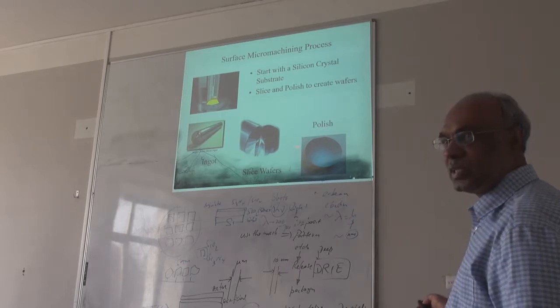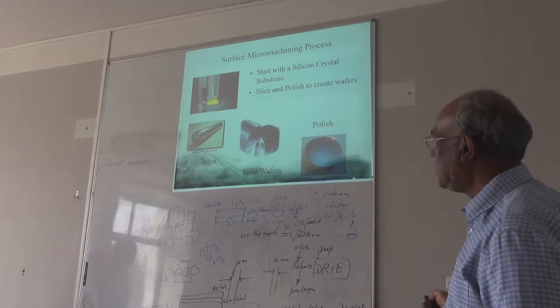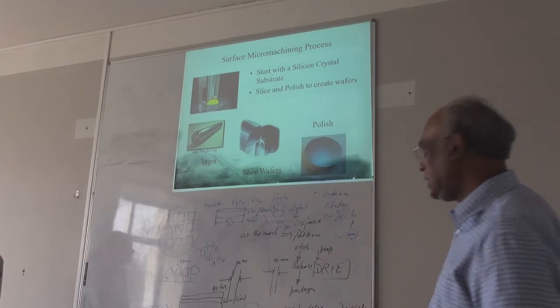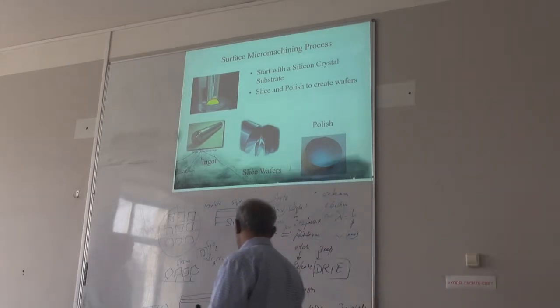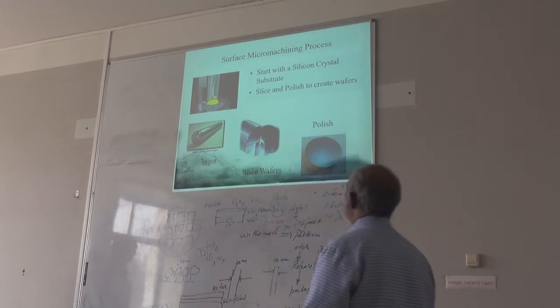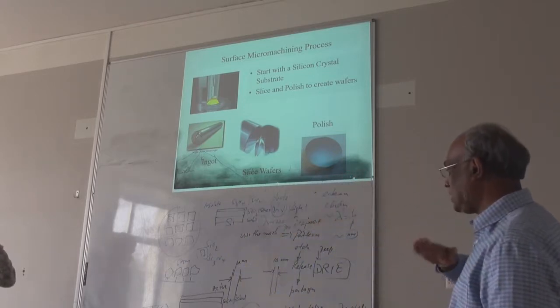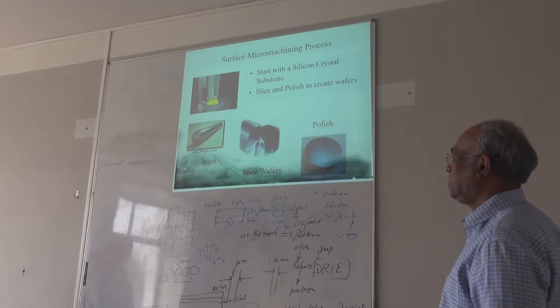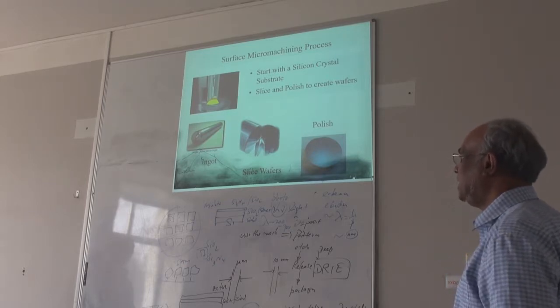I don't know if students are familiar with this flat here. This will tell you the crystallographic direction, whether you have 1, 0, 0 or 1, 1, 0 or 1, 1, 1. So that will tell you the direction of that. You have to have one surface nicely polished. You can buy an already polished surface. You don't have to do the polishing.